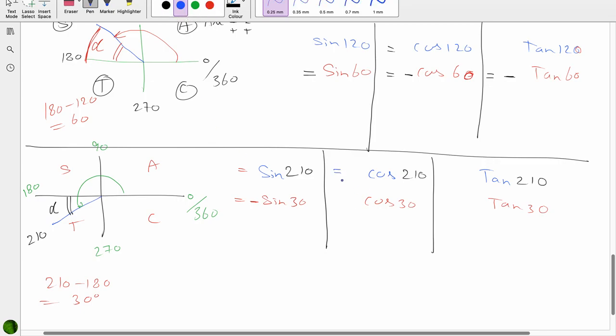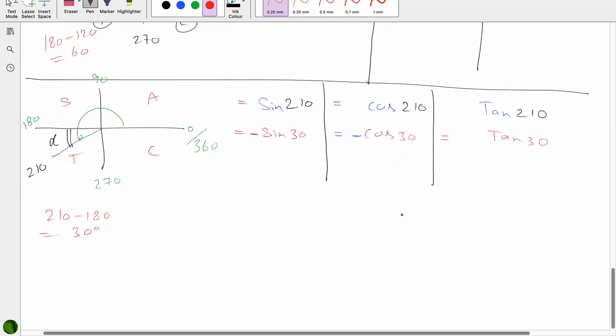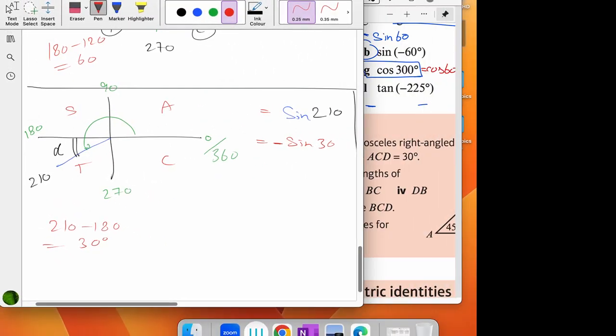Cos 210, positive or negative? Negative, right. Tan of 210, positive or negative? Positive. So no change. Is it clear? Trigonometry needs practice. Now we are moving on to the identities portion.